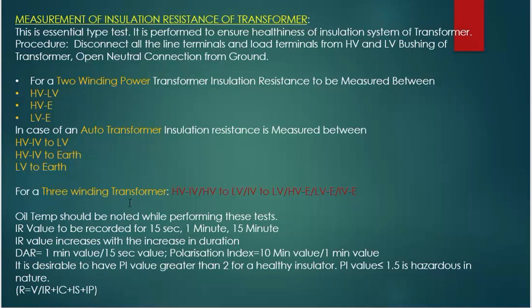Oil temperature should be noted while performing this insulation resistance test because the transformer windings are submerged in the insulating oil, and with the increase of temperature, insulation resistance varies. So the IR value is to be recorded at 15 seconds, 1 minute and 15 minutes. IR value increases with the increase in the duration of the test.